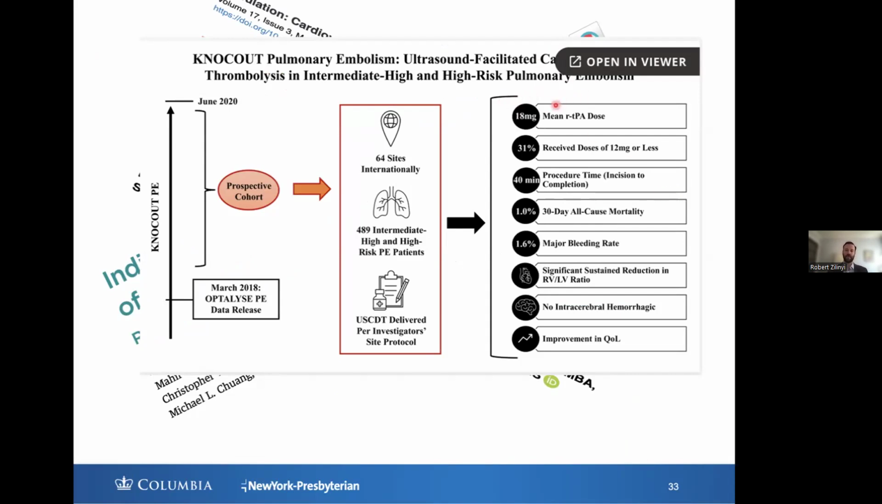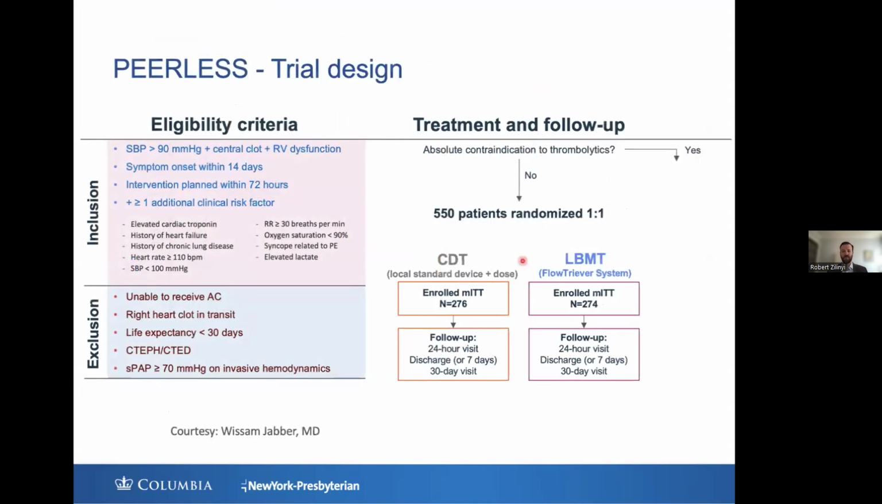We see a reduction in the mean TPA dose to 18 milligrams. 31% received 12 milligrams or less. The procedures are quick, 40 minutes, 1% all-cause mortality at 30 days, 1.6% major bleeding rate, significant improvement from prior, and still a significant and sustained reduction in the RV to LV ratio, no intracerebral hemorrhages, and an improvement in quality of life. So what all of this data is missing, save for the ULTIMA trial and PYTHON, is a real randomization. And so we're now in the era of learning what the real role for these advanced or catheter-based therapies are in the treatment of intermediate and high-risk PE patients.